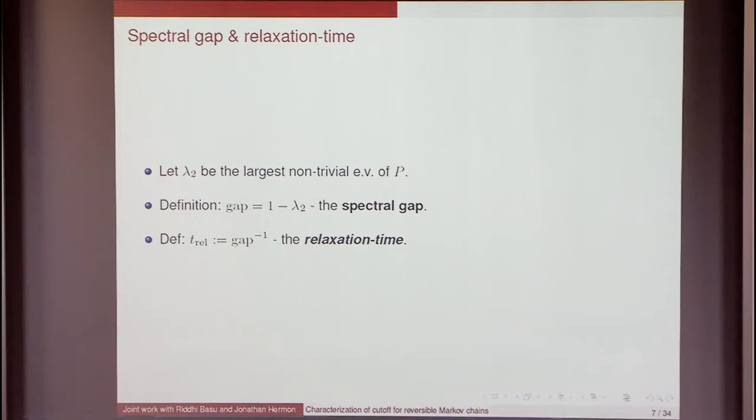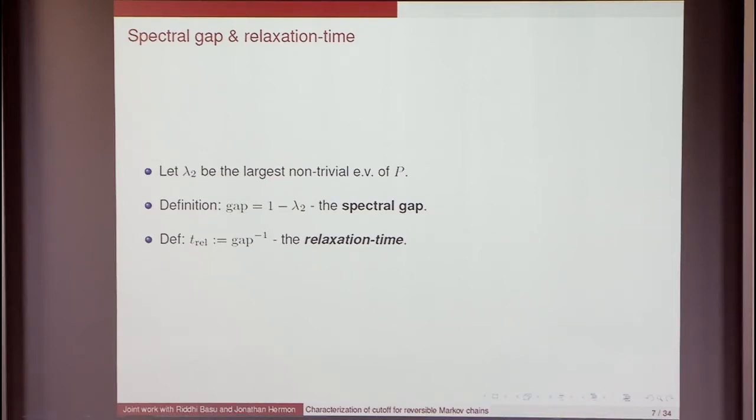Okay, so we know what the gap means formally, but what does it intuitively mean? How is it related to the mixing time? So for instance, in the hypercube, the relaxation time is n, while the mixing time is n log n. So what does the n really mean?